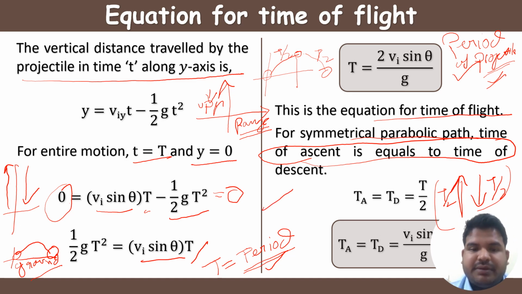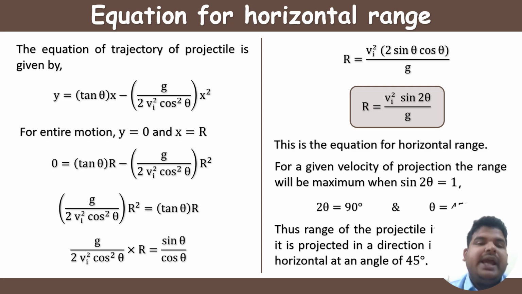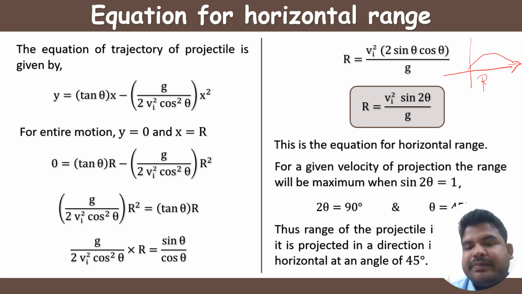Here it is very clear how to get the time period of flight. Now the equation for horizontal range. In the diagram, it has already been mentioned what the range is.